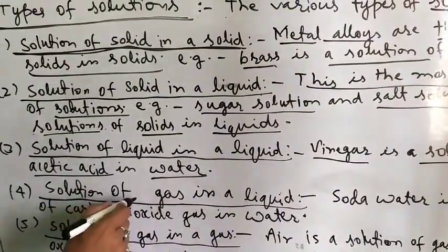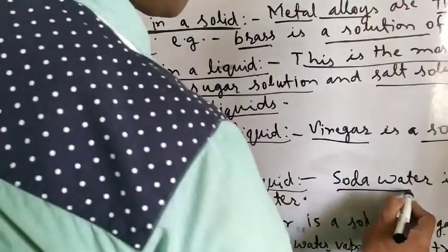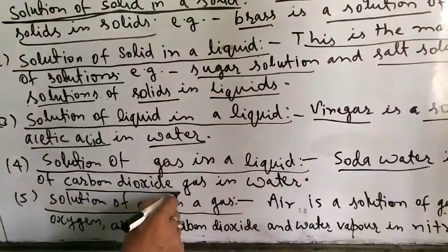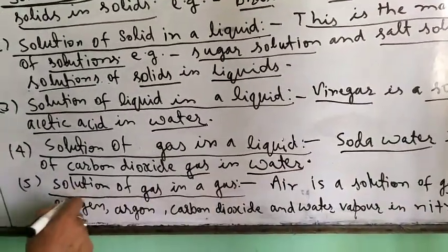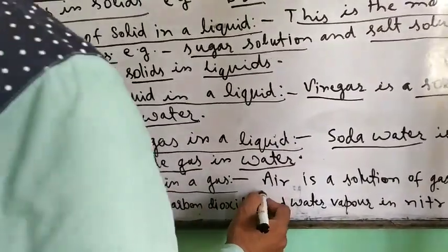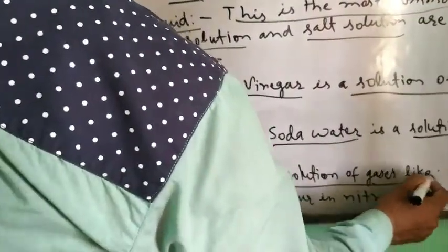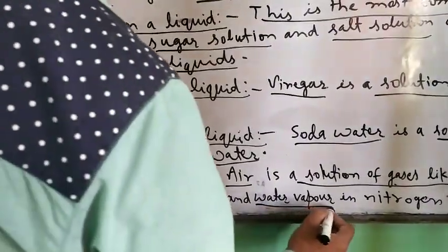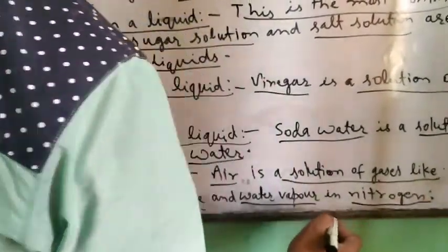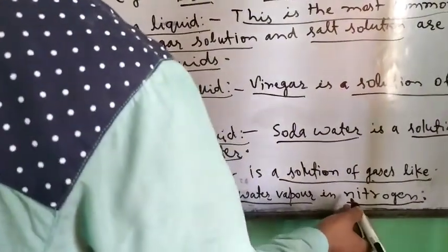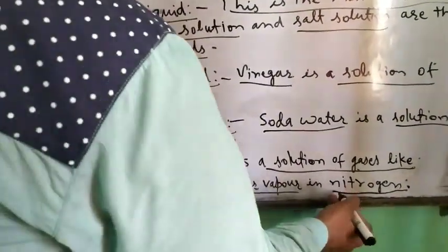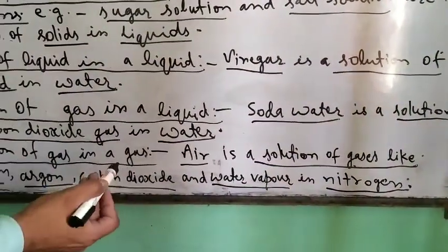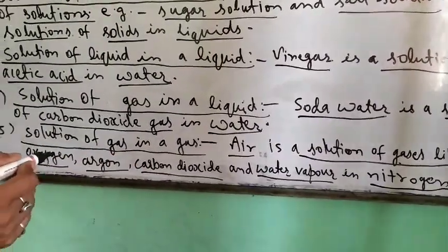Fourth one is solution of gas in a liquid. For example, soda water is a solution of carbon dioxide gas in water, and last one is solution of a gas in a gas. For example, air is a solution of gases like oxygen, argon, carbon dioxide and water vapor in nitrogen. There is 78% of nitrogen in atmosphere, and so it is a solvent, and other gases are solutes in this case.